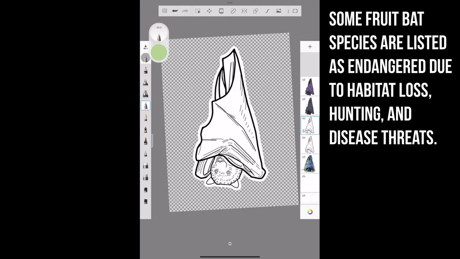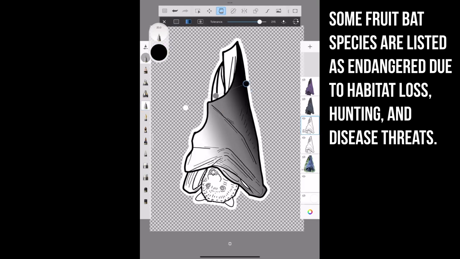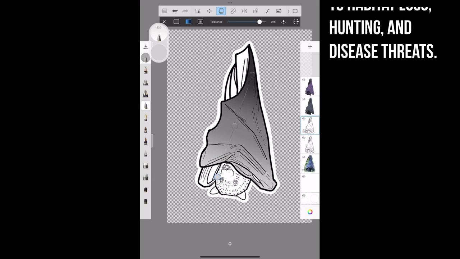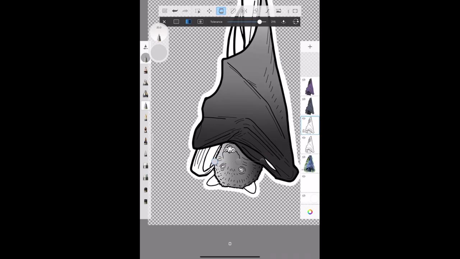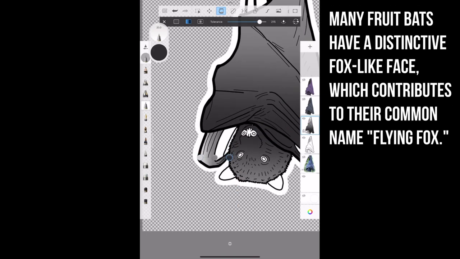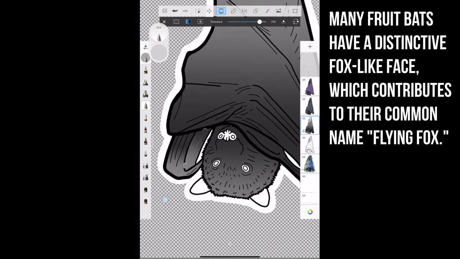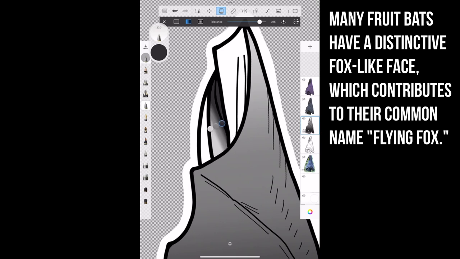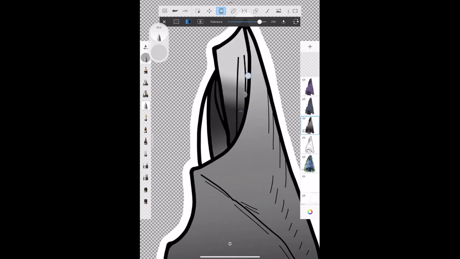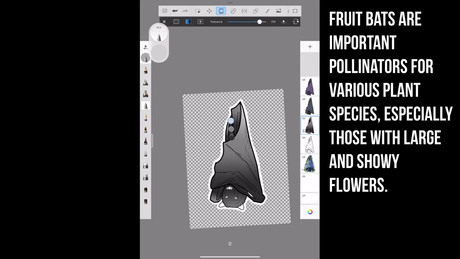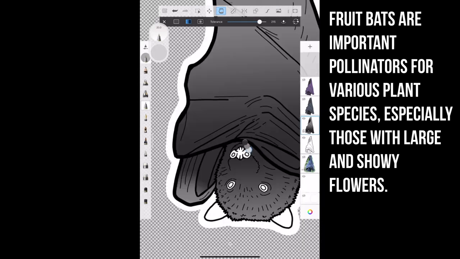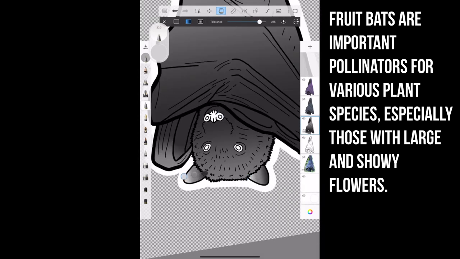Some fruit bat species are listed as endangered due to habitat loss, hunting, and disease threats. Many fruit bats have a distinctive fox-like face, which contributes to their common name, flying fox. Fruit bats are important pollinators for various plant species, including those with large and showy flowers.